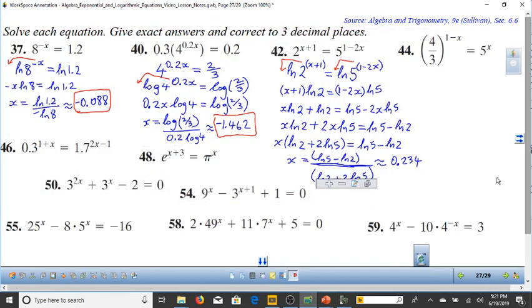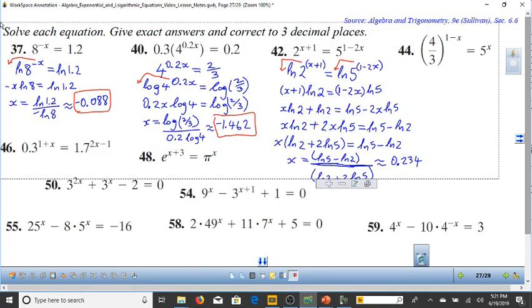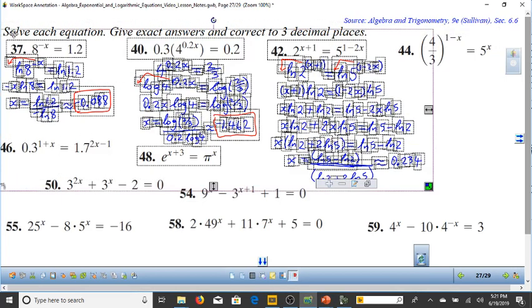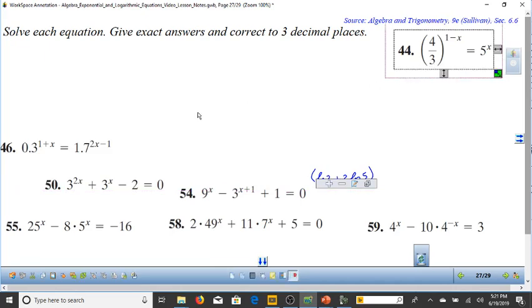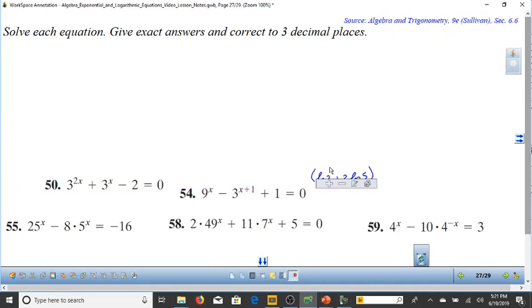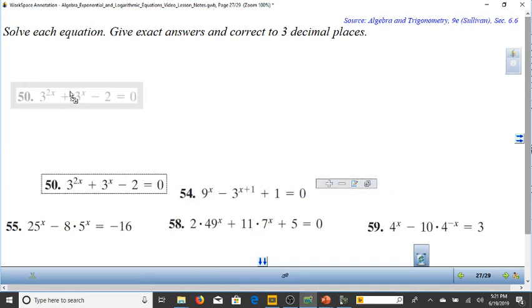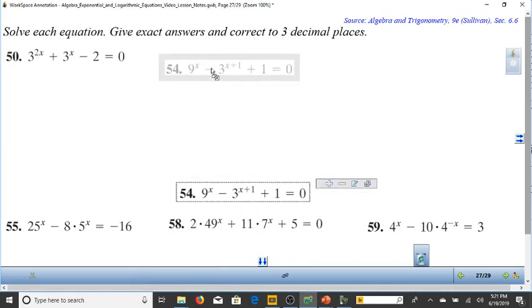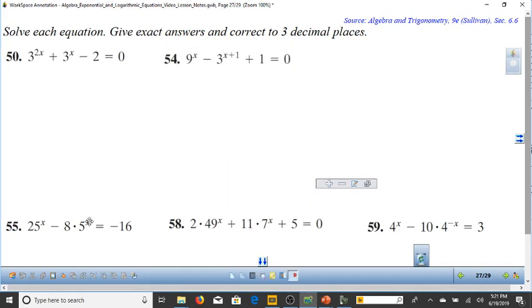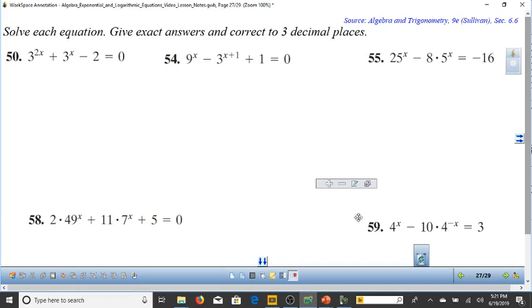Okay, I'm having a little difficulty here, so let's try this again. All right, now let's try these more complicated looking questions. And let's see what we can accomplish with this.